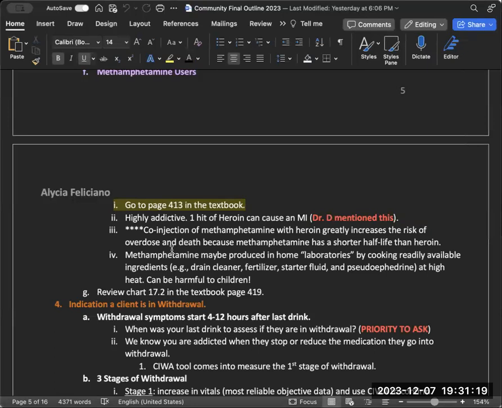So this can be very harmful for children. So we need to look at this. I also said to review chart 7.2 in the textbook because she mentioned a screening tool and an assessment tool there that I just thought would be interesting. I don't think it's going to be on the exam, but I included it because she did mention to go to that page, and what I saw on that page was chart 17.2.